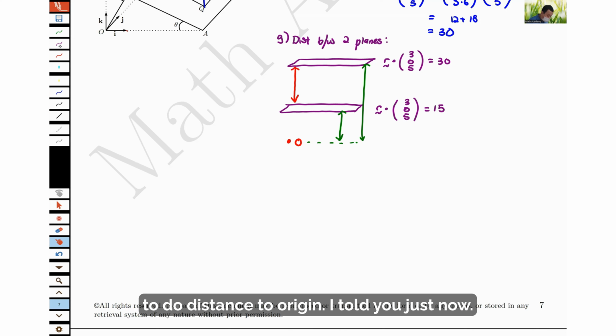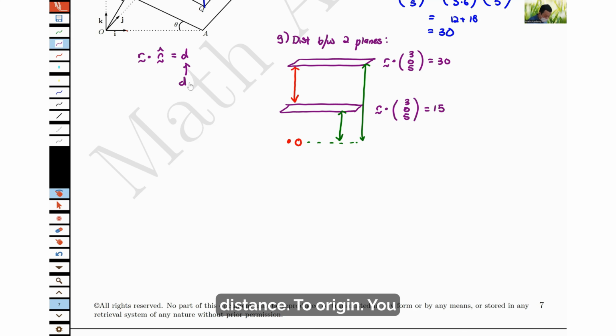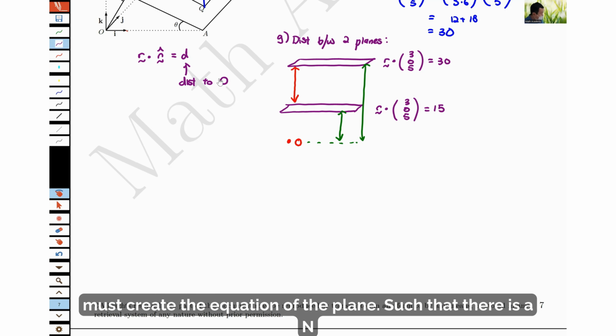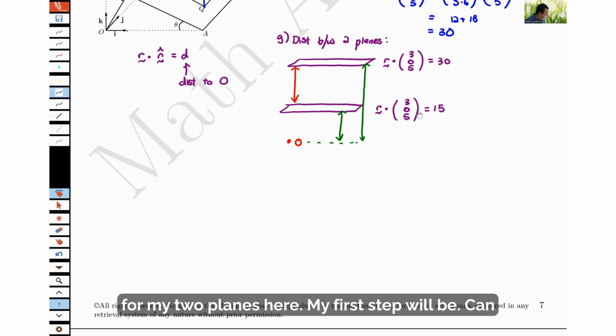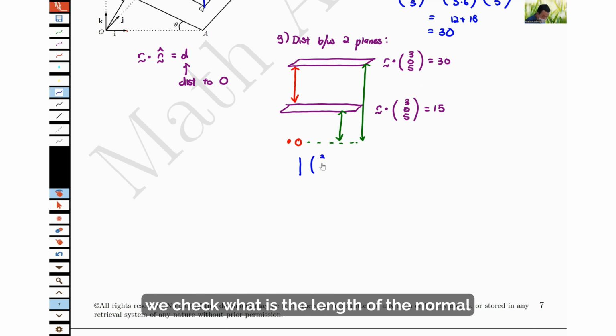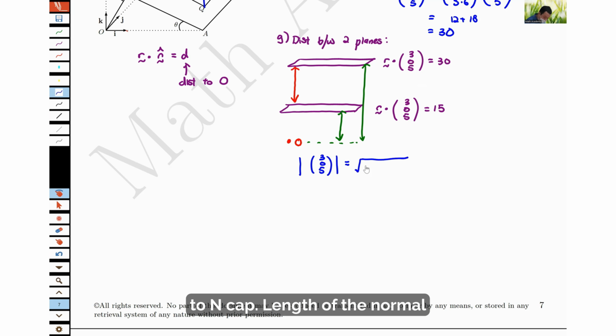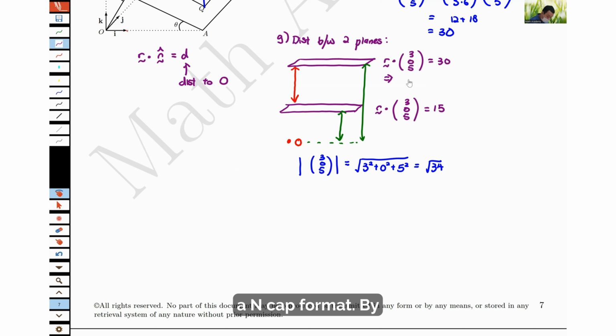How do we find the distance to origin? I told you just now that you want to look at the formula r dot n cap is d. This will be the distance to origin. You must create the equation of the plane such that there is an n cap. So for my two planes here, my first step will be to check the length of the normal vector, because I would like to convert them to n cap. The length of the normal vector is the square root of 3 squared plus 0 squared plus 5 squared, which is root 34. Let's convert both equations to n cap format by dividing both sides by root 34.